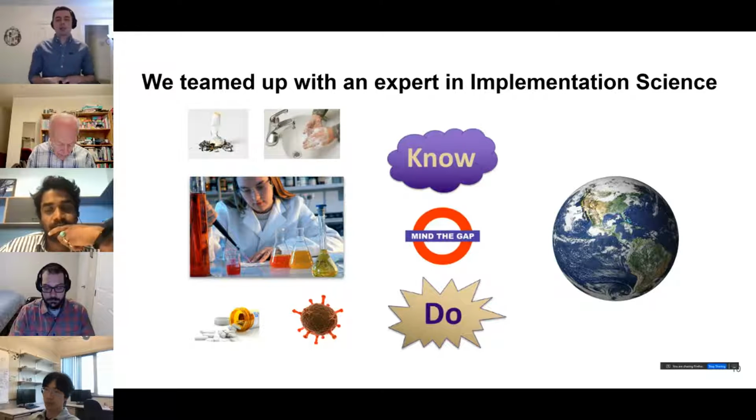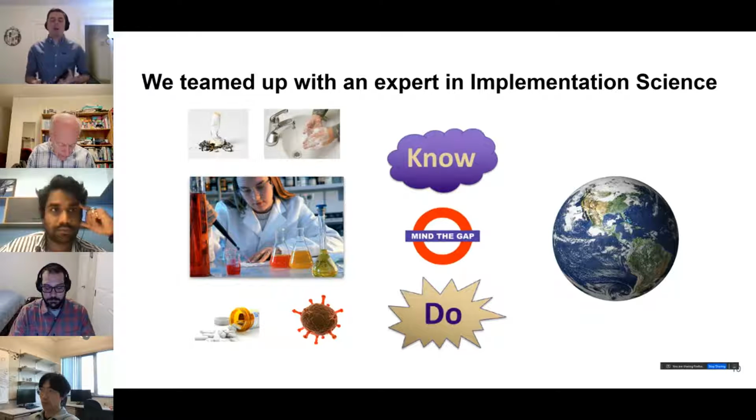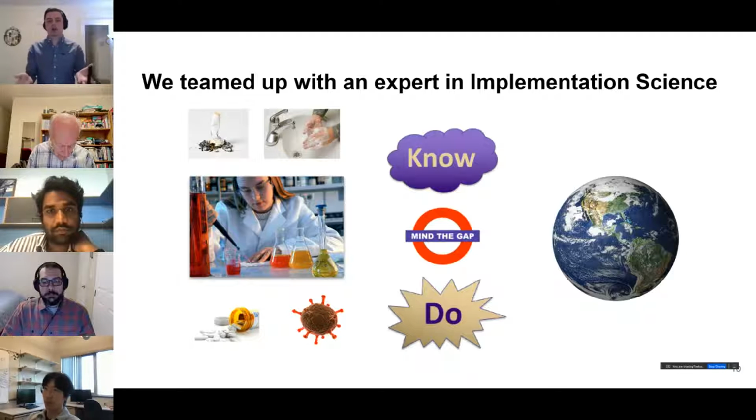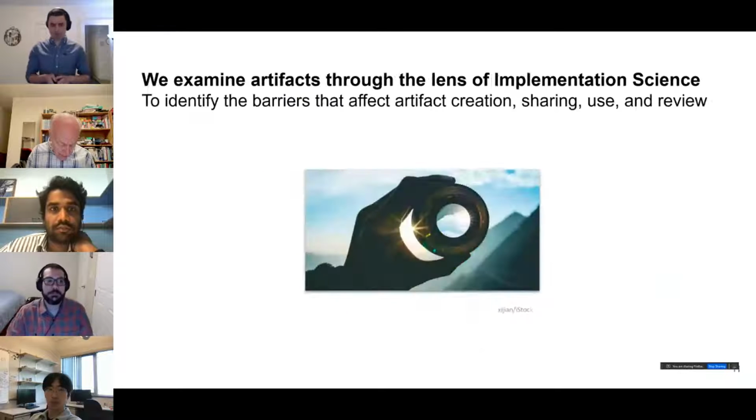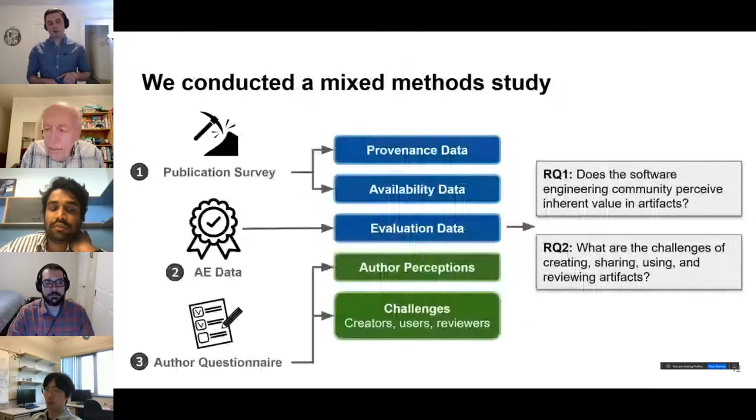Implementation science originally comes from healthcare, where it's used to try to understand why certain treatments that work well in the laboratory or in clinical trials can take decades to actually make it into routine practice. In this study, we view artifact sharing and evaluation as an implementation problem and try to understand the barriers that affect artifact creators, users, and reviewers.